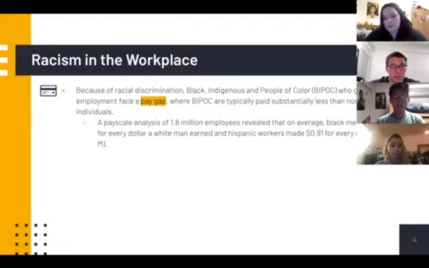So because of racial discrimination, Black, Indigenous, and people of color who gain employment face a pay gap where they're typically paid substantially less than non-Black, Indigenous, and people of color individuals. A pay scale analysis of 1.8 million employees revealed that on average, Black men earned 87 cents for every dollar a white man earned, and Hispanic workers only made 91 cents for every dollar.